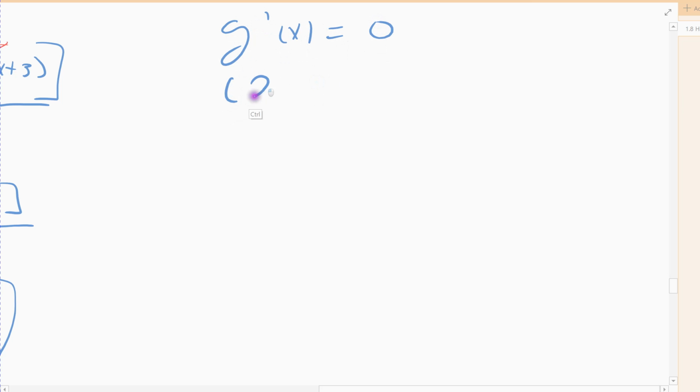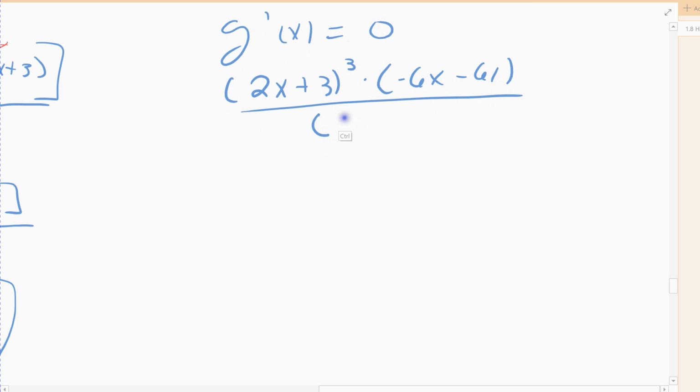Because again, that's a key step. So 2x plus 3 cubed times negative 6x minus 61 all over 3x minus 2 to the 6th equals 0. Okay, so now I've got my function. So first step done, right, which was tough. This was a toughie. First step done, find my derivative. Second step is now, so now I'm done with the calculus part.